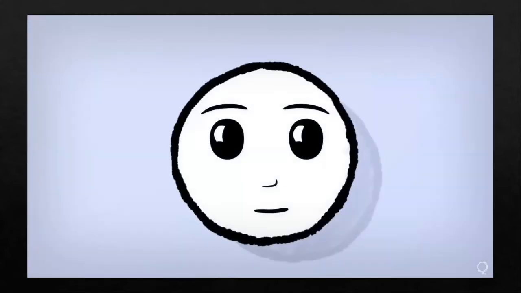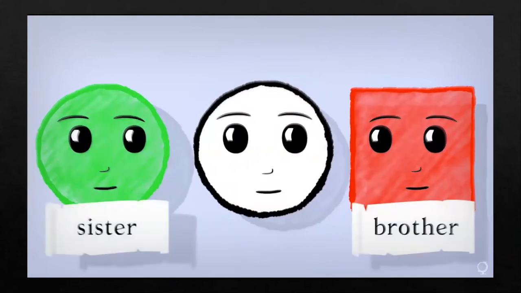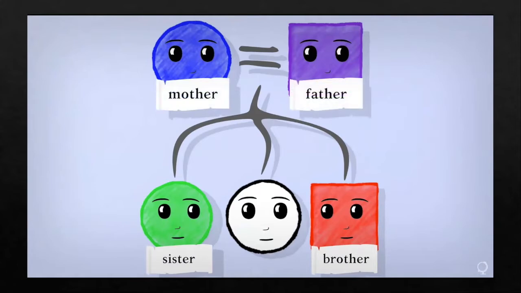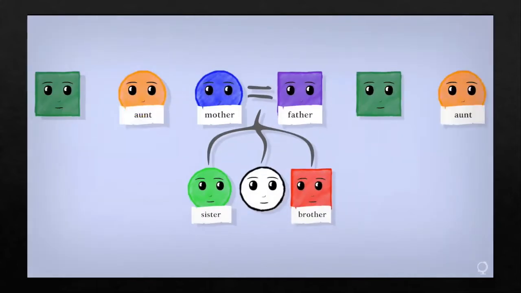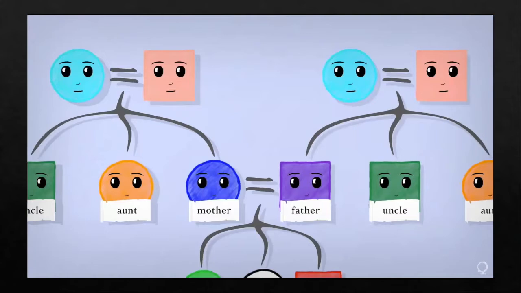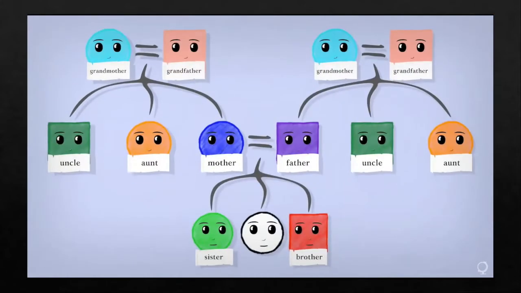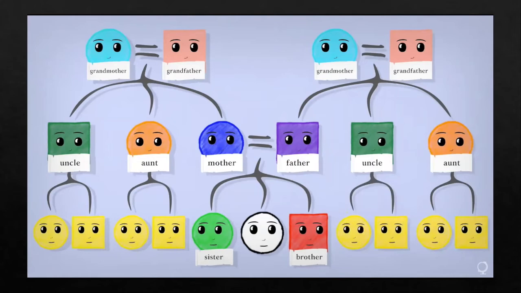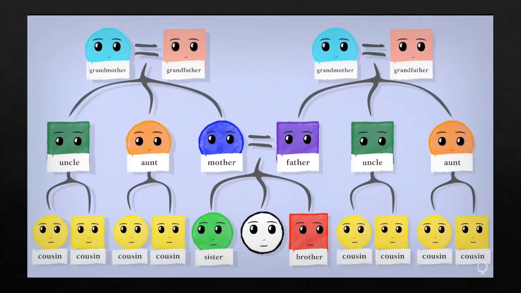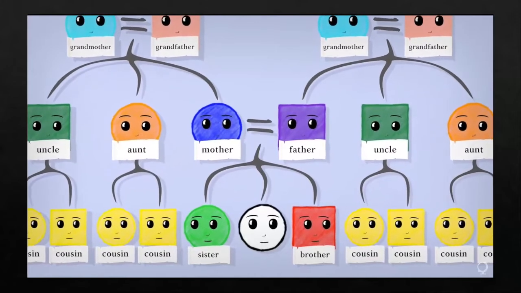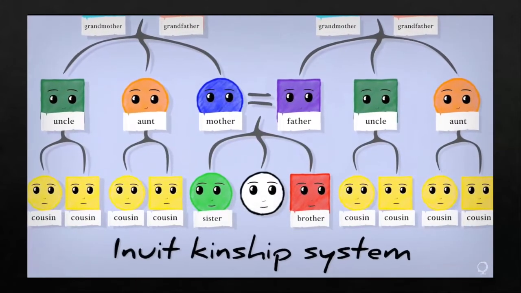Let's start with you. You're generation 0. By your side, you have siblings. Let's give you a brother and a sister. One generation up, we meet your parents, mother and father. They have their own siblings, your aunts and your uncles. Up one more, and oh, look, your grandparents. Okay, back to your uncle and aunt. Their children are down in your generation, and they are all cousins, no matter which aunt or uncle on which side of the family. What we just described is the Inuit kinship system.